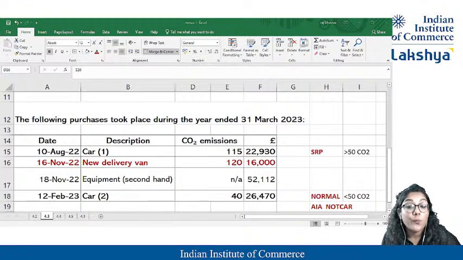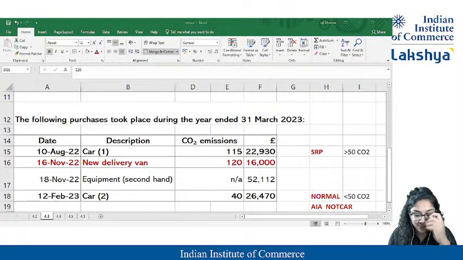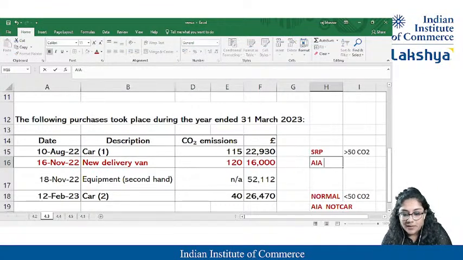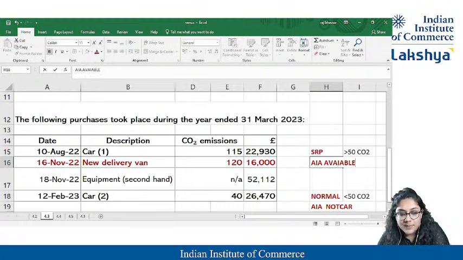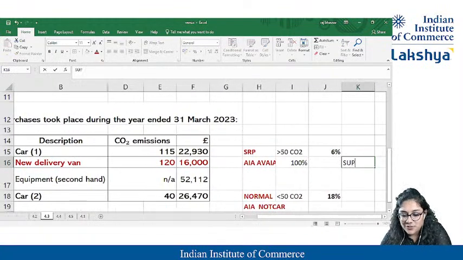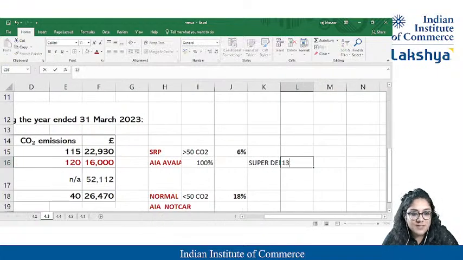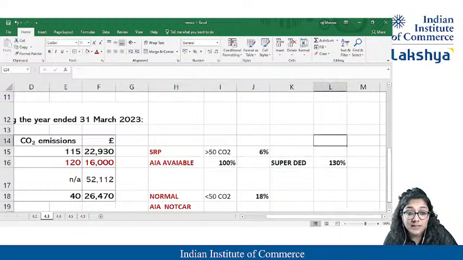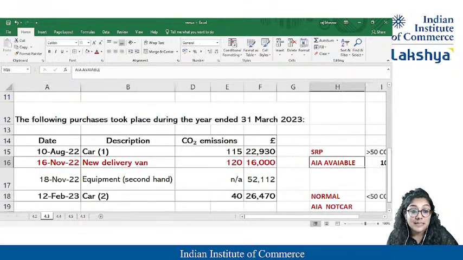If it is a new van, a new item, one thing is very important. Super deduction. And AIA is also available. AIA is available to vans. AIA means 100%. But students, if I'm getting a super deduction of 130%, which is better? Obviously 130% is way better. So no matter that you are getting AIA, 130% is always better. So we'll be considering it at 130%. I hope you guys are recalling, getting the hint.